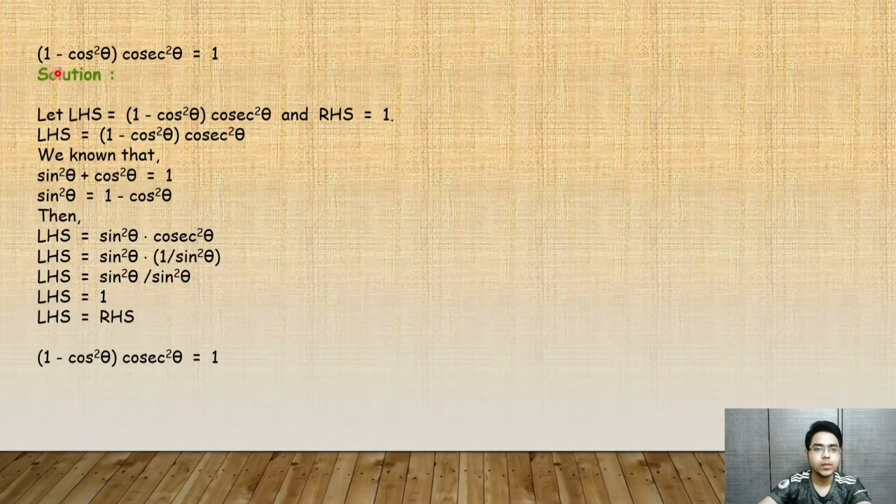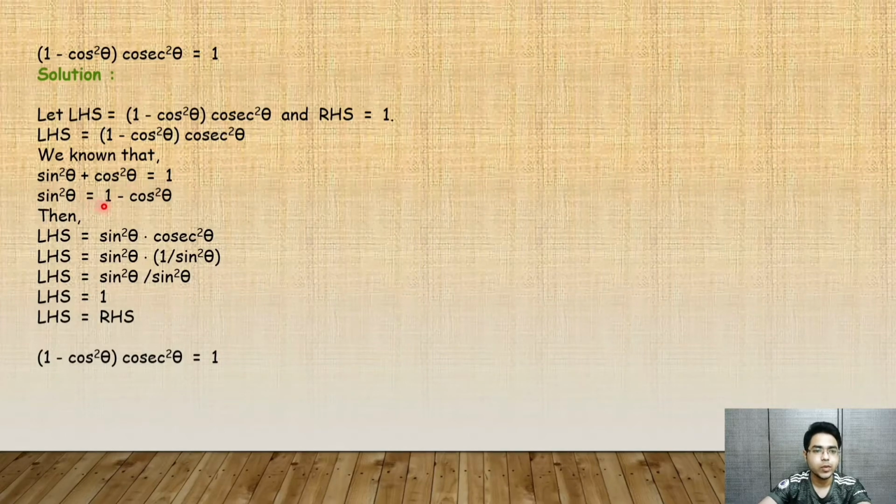This question: (1 minus cos square theta) into cosec square theta is equal to 1. We have to prove that LHS will be equal to RHS. So LHS we are considering (1 minus cos square theta) into cosec square theta, and RHS will be equal to 1. First trigonometric identity: sine square theta plus cos square theta is equal to 1.